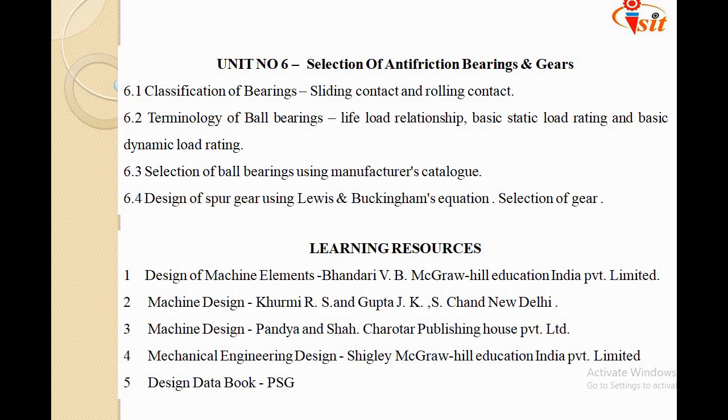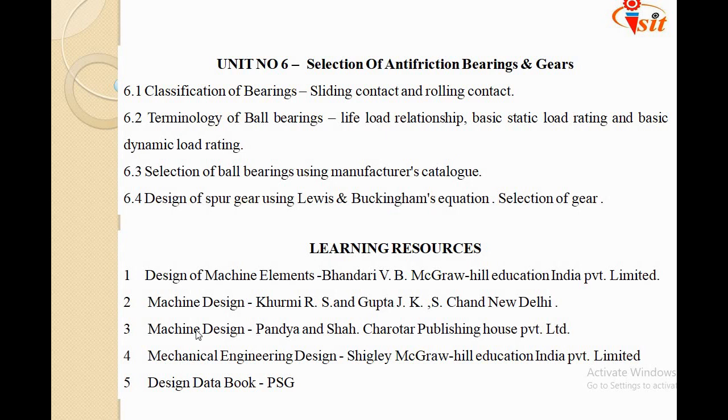So there are a total of 6 topics that we have seen right now. Fundamentals of machine design, topic number 1. Second topic, design of joints, levers and offset links, topic number 3. Design of transmission elements like shafts, keys and couplings, topic number 4. Power screws, design of power screws and threaded joints, topic number 5. Design of springs, and topic number 6, selection of anti-friction bearings and gears.